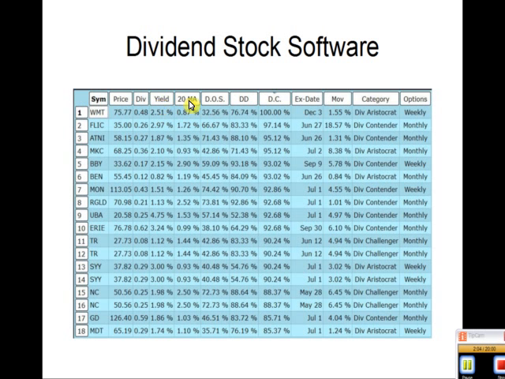The 20-day moving average. This is how much the stock moves on a daily basis based on the last 20 trading days. The DOS, DD, and DC is something you'll learn about in our membership site. But right now we're talking about dividend capturing. Now we're also including options. That's for those who like to trade weekly options or to use options as a strategy for your dividends.